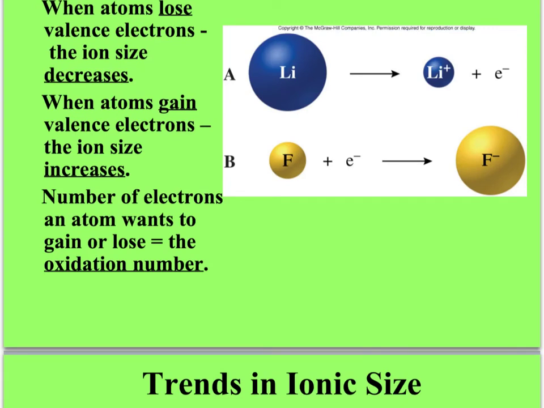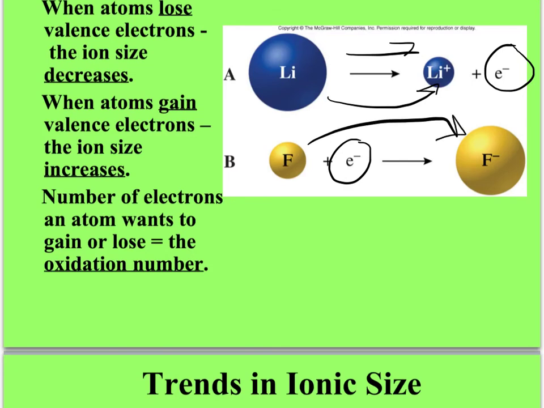Okay, when atoms lose valence electrons, the ion size decreases. So here the lithium has lost this electron. So do you see how it has become smaller? Okay, when atoms gain an electron, the ion size increases. It logically makes sense that when you add an electron, it's going to get bigger. If you take away an electron, it's going to get smaller.